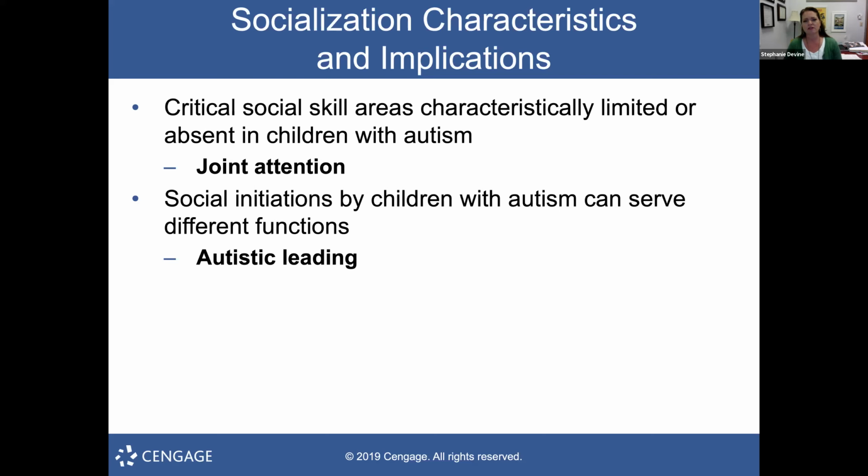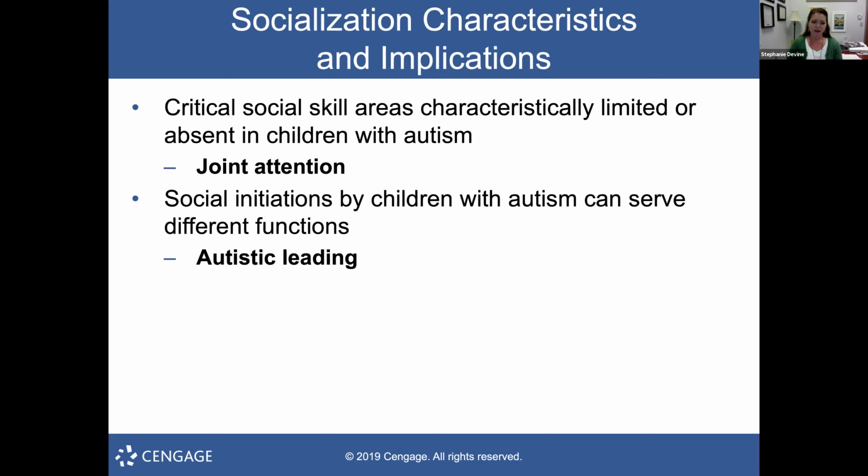Critical social skills areas that we characteristically see as a limitation for children with autism include things like joint attention. And so you'll see that as a really pivotal skill that you need to work on with your students, because not having that joint attention obviously creates an issue in a social interaction. If that child will not pay attention to the same thing as someone else will, then you're not having as much of a social situation.